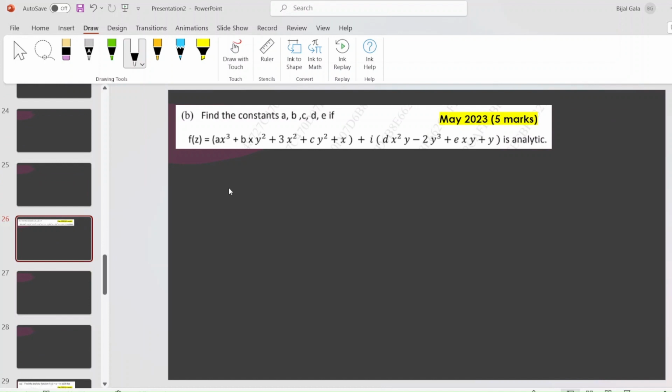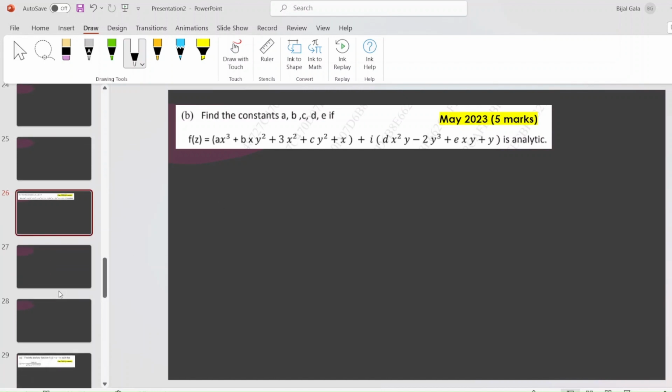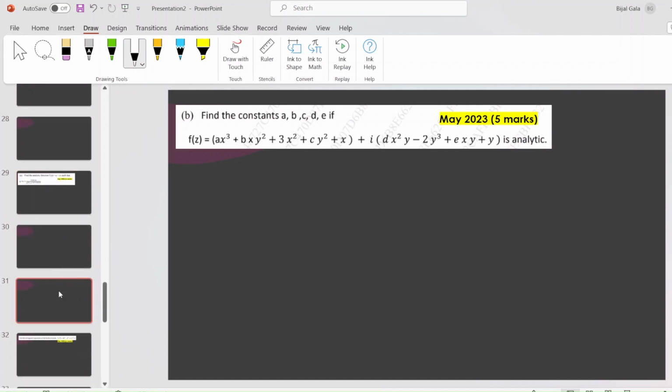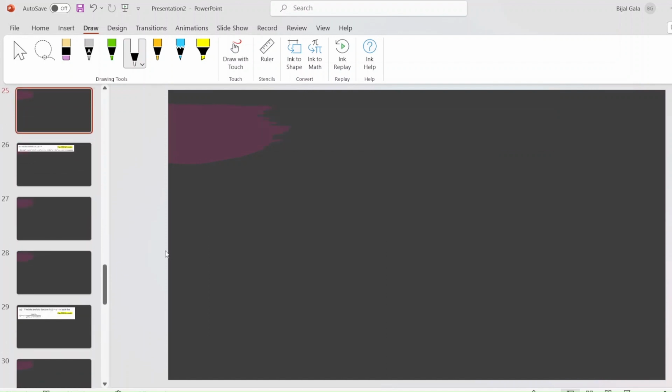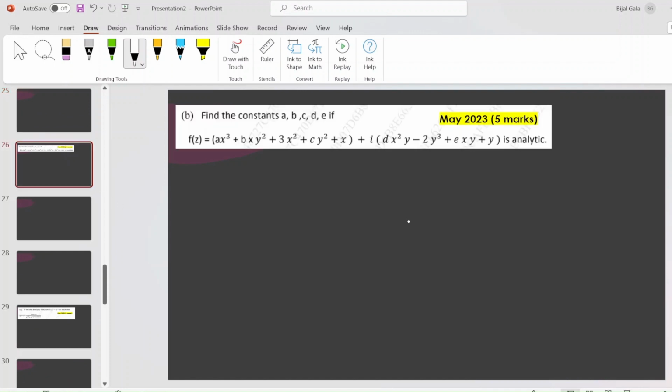May 2023, again a 5 marks question, parts A, B, C, D, E. Again, f of z is given as analytic. The process will remain the same. You're expected to use the Cauchy-Riemann equations, compare the coefficients and find the value. I hope you will be able to do this question on your own, so I'm leaving this question as homework or a practice question.